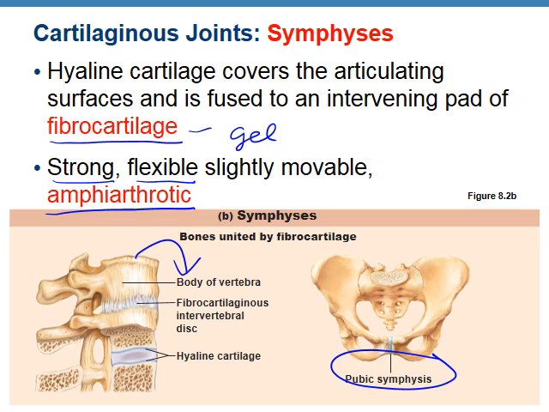Remember, your spine has to be able to bend over and stand back up, and then as you're walking, remember that these coxal bones are moving in opposite directions as you swing your leg forward. So you have to have a little bit of movement at this particular joint.